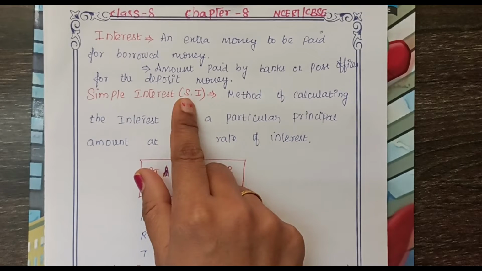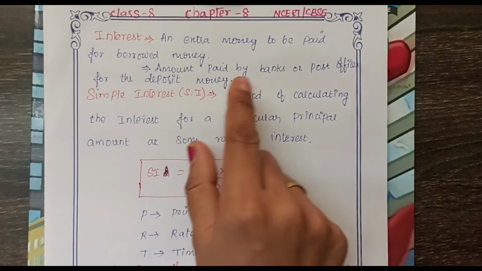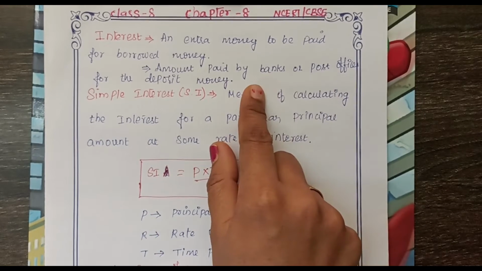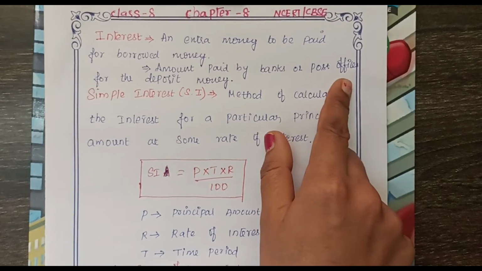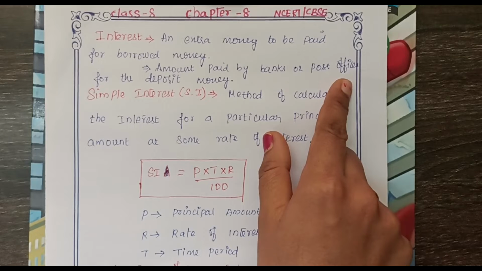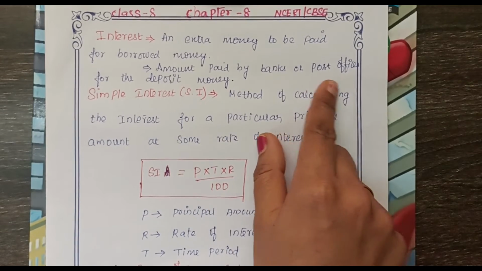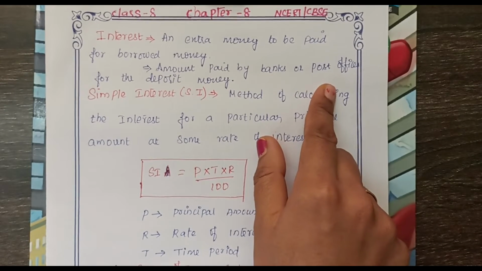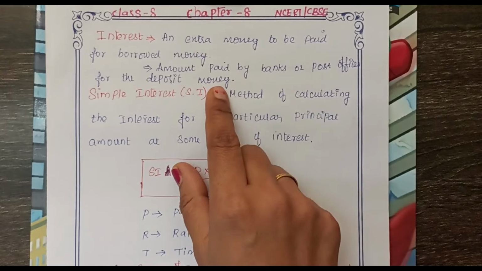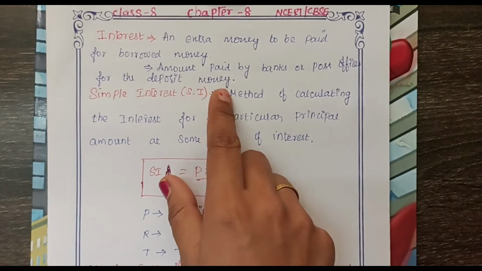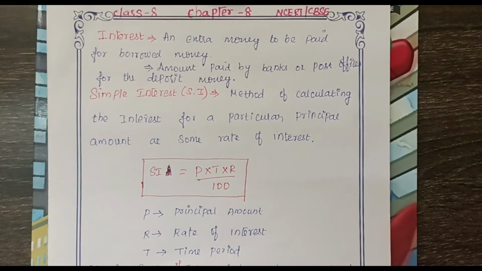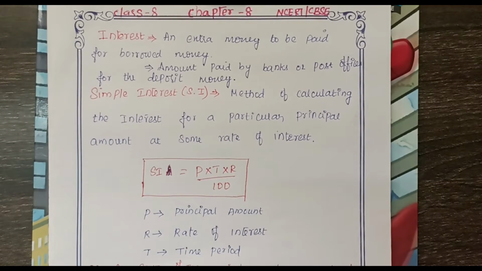Suppose if we are depositing some money in banks or post office, every year or every month they will give some extra money for the deposited amount. That extra money is called interest. They will give that interest in some percentages. So interest is an extra money to be paid for borrowed money. We have two types of interest, simple interest and compound interest.